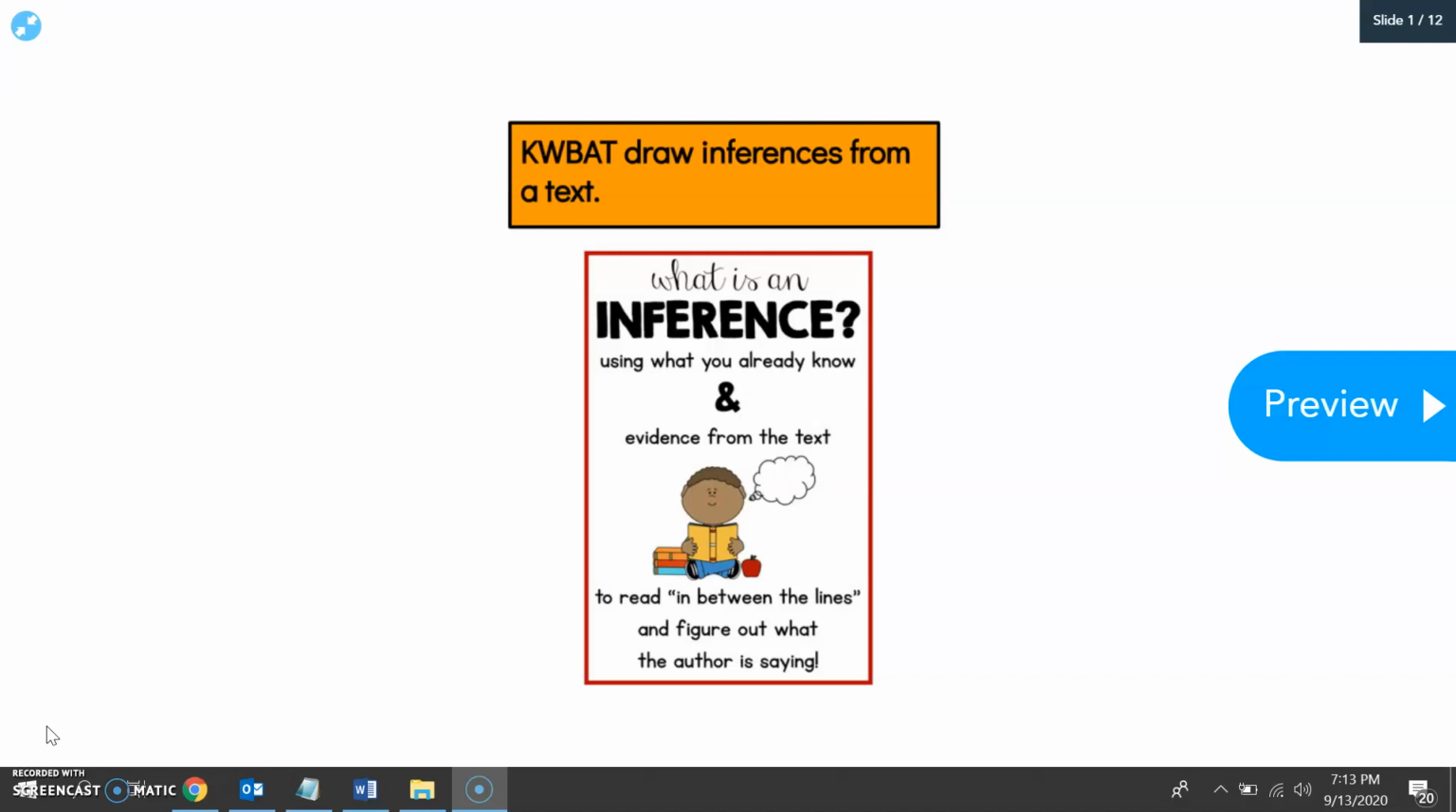And if you don't know what an inference is, it's using what you already know and evidence from the text to read between the lines and figure out what the author is saying. And so you're going to watch me do this right now.